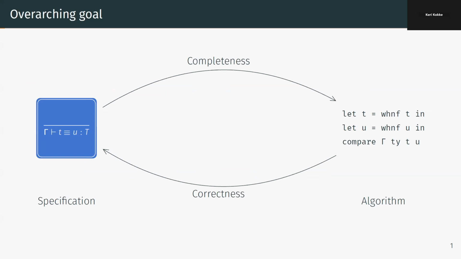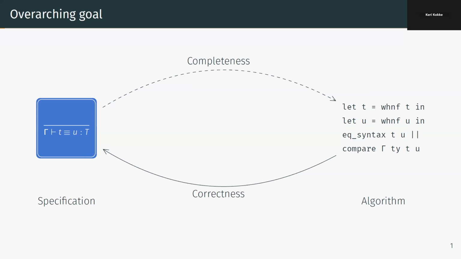But in the end, we want to have proof assistants that actually work. And so we made an algorithm to implement this. And of course, since we have two definitions, we want both of them to be related, to be sure that all is good and well.